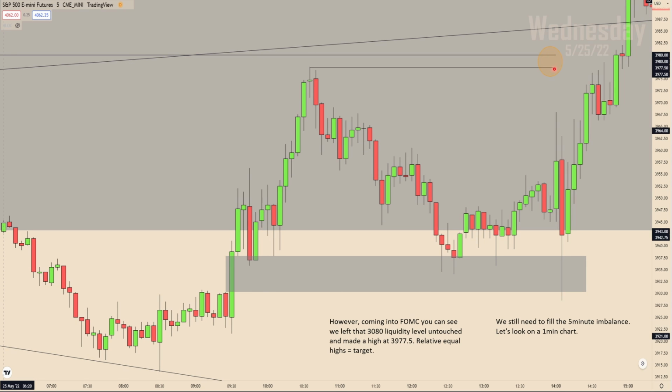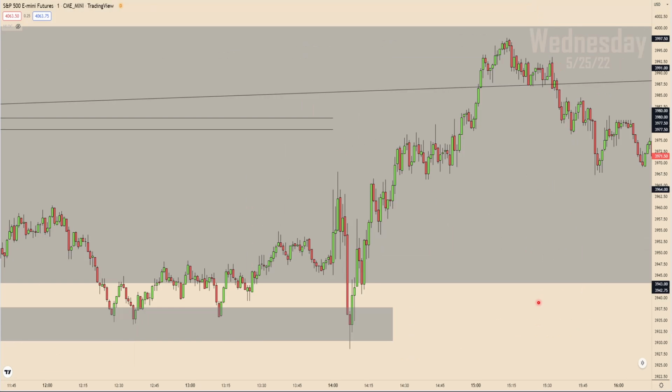We do still have those equal highs up here now, just because we failed to break up above that in the morning. They're pretty close, as you can see, like $3 away, so pretty relatively equal. That will be a target for the afternoon, but we still need to fill this 5 minute imbalance. So let's look at the 1 minute chart.